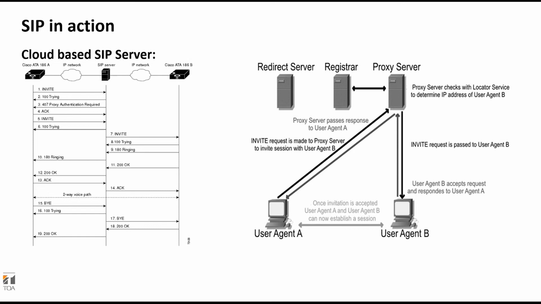And even after the call is finished and one hangs up, everything goes to the proxy server. So you see here it says a bye, and then the server will send trying, while the server also sends that bye command to the other user B. When user B responds saying, OK, I received your bye command, the proxy server will then forward that to user A.